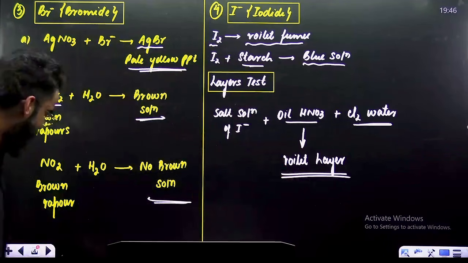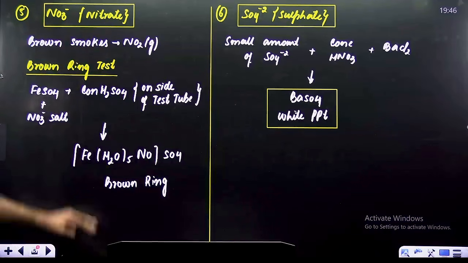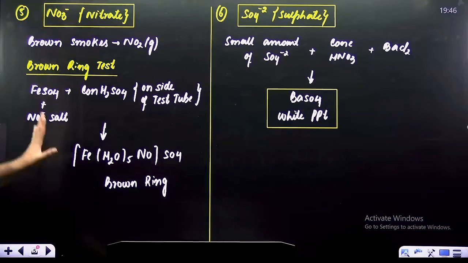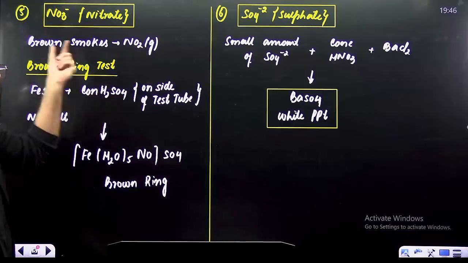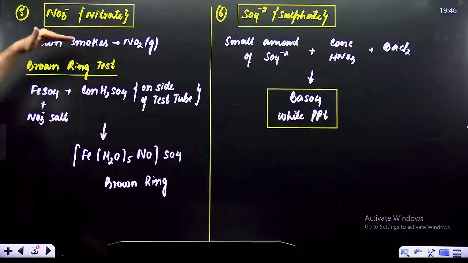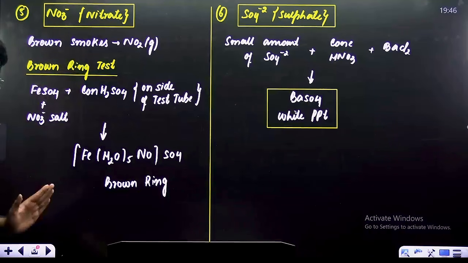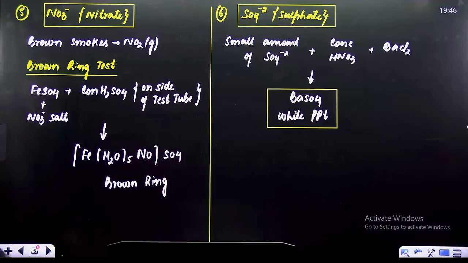This is also important. My dear students, moving on to nitrate. Perfect. In nitrate, what do we have to remember? Your NO2, my dear students, it is your brown smoke, right? NO2, brown smoke. There's a test called brown ring test by means of which you can detect the nitrate ions in the solution. What happens basically?